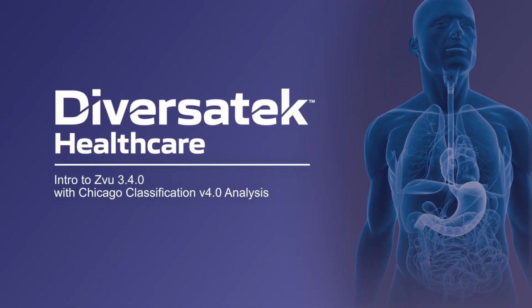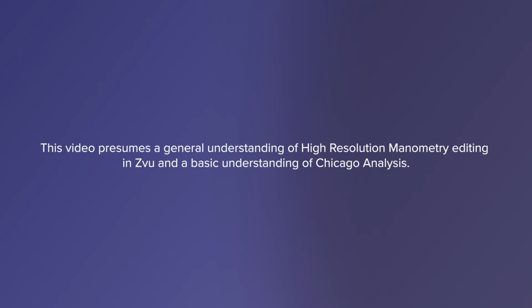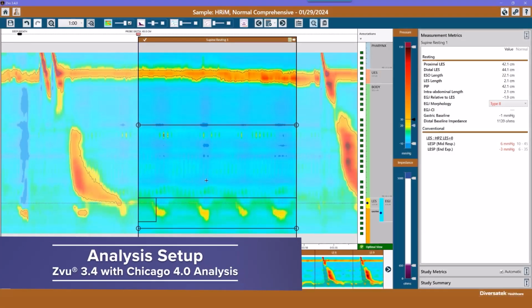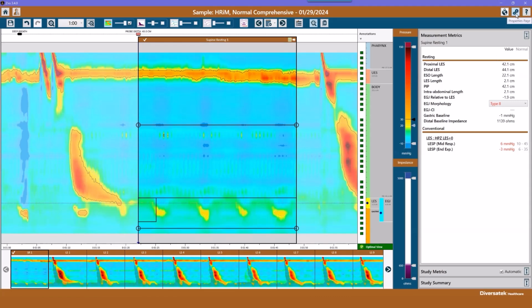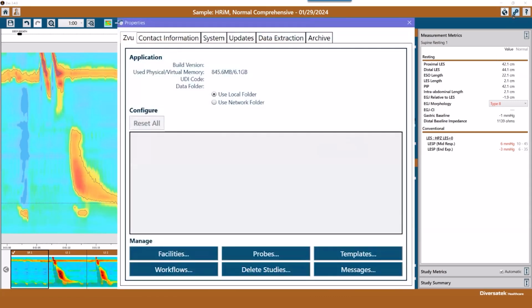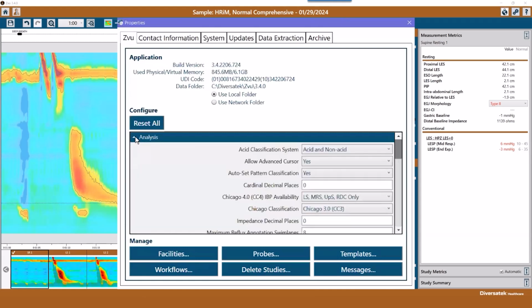This video will go over a study that has had swallow types acquired per the Chicago 4 protocol. In order to enable the Chicago 4 analysis and new features of ZView 3.4, click on the Properties icon, expand the Analysis section, and select Chicago 4 for analysis.